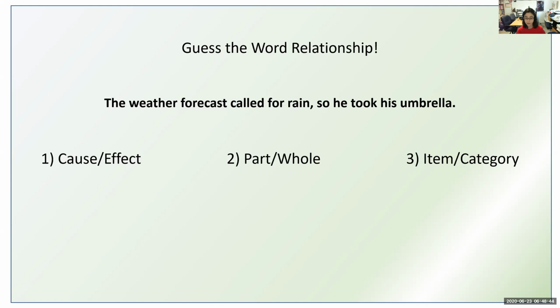All right, so after you're all done with that, let's check our work. So this one will be a cause effect. And looking at this, we can tell why. The weather forecast called for rain, so that's our cause. He took his umbrella, which is our effect. So basically he took out his umbrella because the weather forecast called for rain. So we can see that that's a cause-effect relationship. Let's try another one.